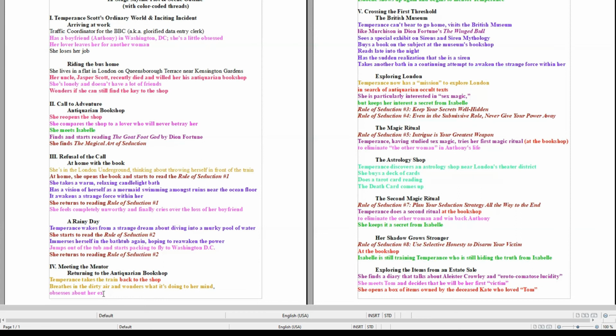Because if it had just been losing her job, she would have just got a different job. If it had just been losing her boyfriend, she would have just got a different boyfriend. But the fact that all of these things are happening at the same time, losing her job, losing her boyfriend, which also includes losing where she lives because they live together. But really, more than anything, it's the bookshop. That's the thing that's really going to change her life more than any of these other things.